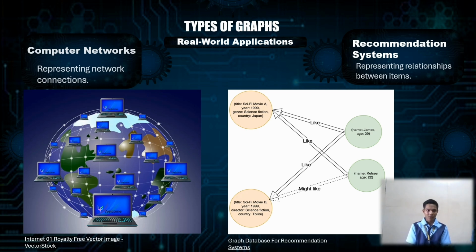Computer networks. A computer network is a system that represents network connections and is described by a network topology. It shows how devices are connected and how data flows between them. Example, a LAN or local area network in a school or office. Devices are nodes and cables or Wi-Fi links are the connections. A common example is a star topology where all computers connect to a central switch or router.